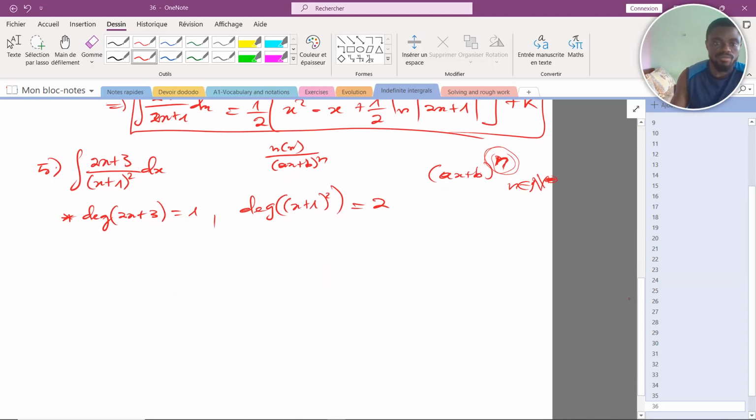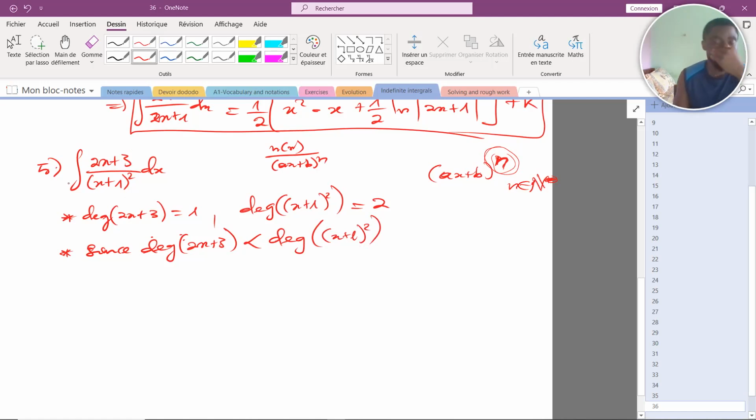Now, let me write this back. Since the degree of 2x + 3, that is our h of x, is less than the degree of (x + 1) squared, what do we do? We simply express this in partial fractions first of all. You understand? Yes, we simply express this in partial fractions.